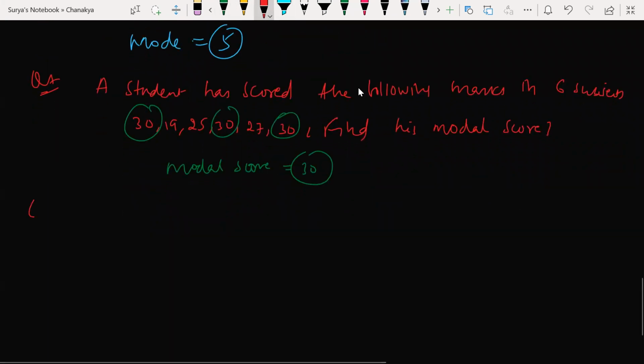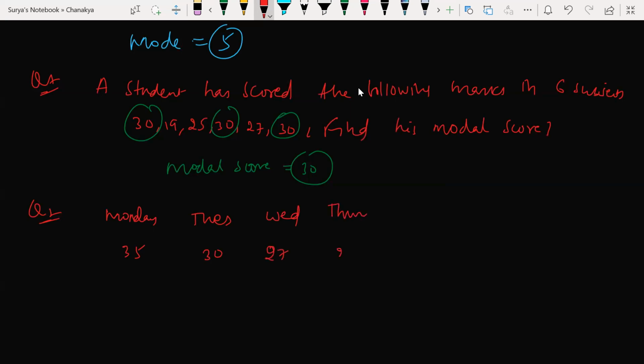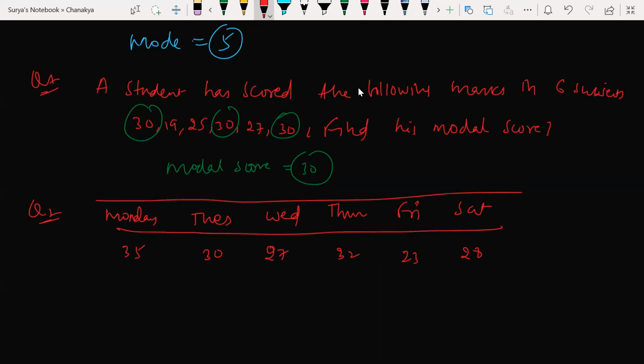Now look at this. The daily minimum steps climbed by a man during the week were as under. Monday 35, Tuesday 30, Wednesday 27, Thursday 32, Friday 23, Saturday 28. A man climbs these many steps. This is the data. Okay, understood my point?